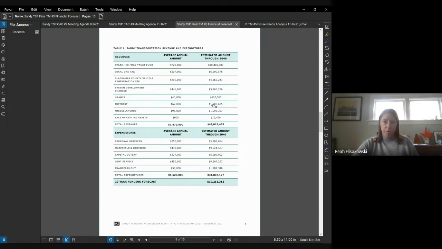And then I won't bore you with all these little ones, but they get revenue off of interest. There are some other miscellaneous items that come in, little things like the sale of capital assets. So if we total up all the revenues, we're estimating the city would collect just over $42 million in the next 20 years, which seems like a lot until you get into expenditures.